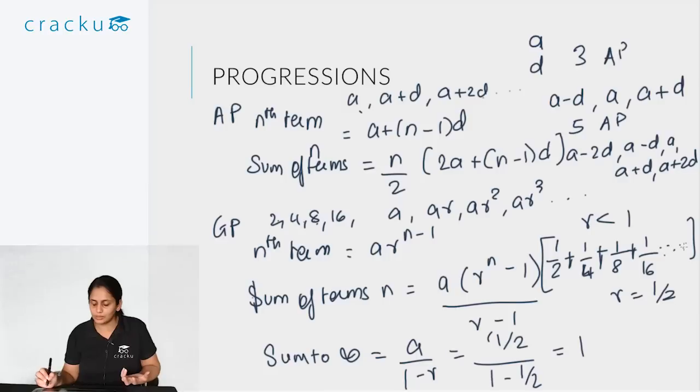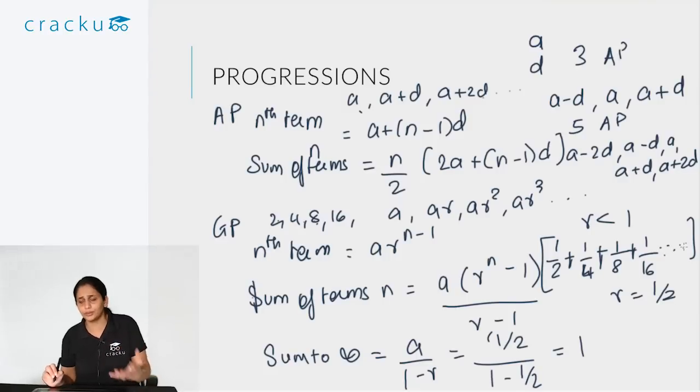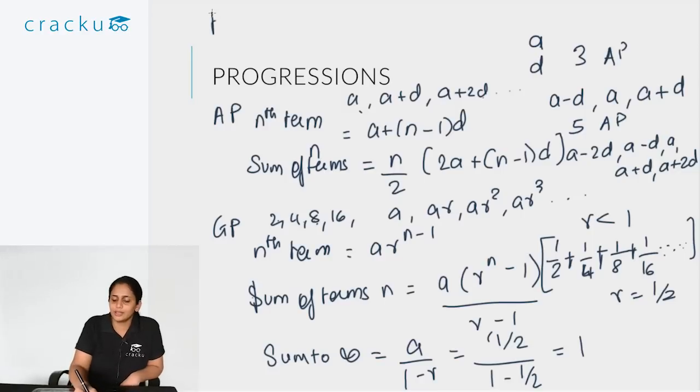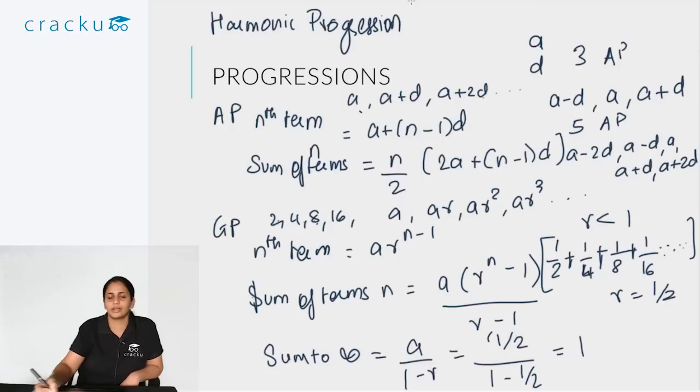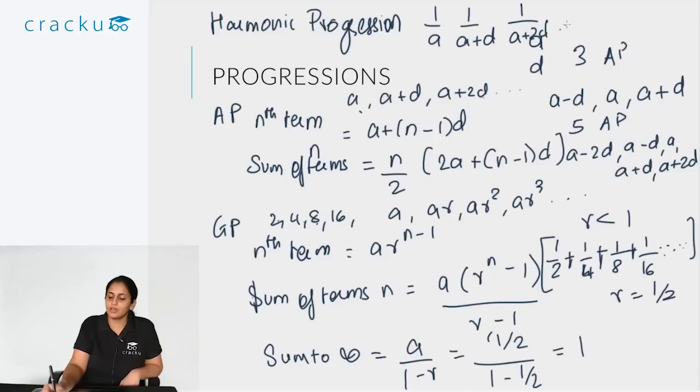So these are the basic concepts of AP and GP. This is something that you need to remember to solve questions in the actual CAT. The third progression that is good to know but is almost never asked is harmonic progression. So harmonic progression is a progression in which the terms are essentially inverses of an arithmetic progression. So essentially they are of the form 1 by a, 1 by a plus d, and 1 by a plus 2d, and so on. So essentially the inverses of the elements of a harmonic progression are in an arithmetic progression.